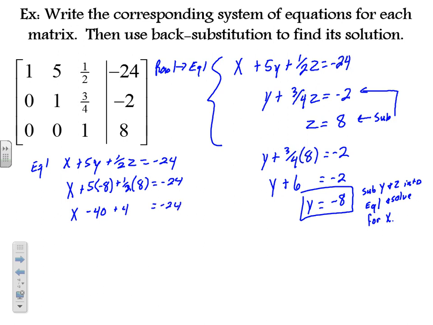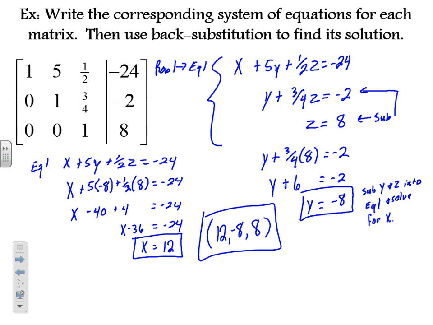And so negative 40 plus 4 gives you x minus 36 equal to negative 24. And then move the negative 36 over through addition, and I will get x to be equal to a positive 12. So the solution to the system that was generated from the augmented matrix would be 12 for x, negative 8 for y, and a positive 8 for z.